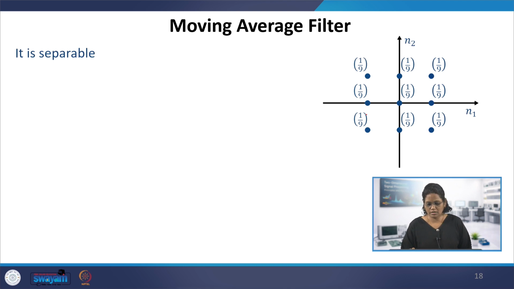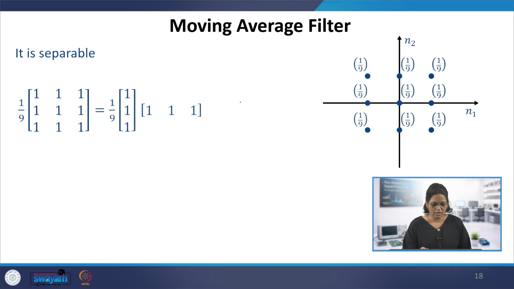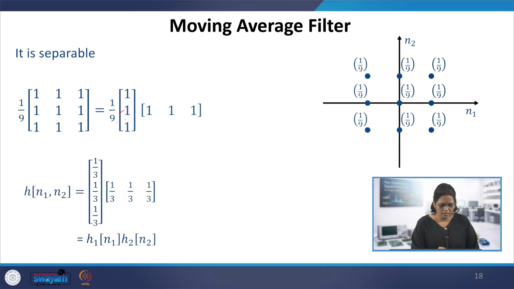We test the separability condition: the determinant is 0, it has dependent rows and columns, the ways we already knew for testing separability. Taking these dependent rows, we can write it as a product of these two vectors. Now 1 by 9 can be split among these two as 1 by 3 and 1 by 3, or you can keep the 1 by 9 as such. It is a constant which can be multiplied later. So H1 of n1 and H2 of n2 is the product of this, due to the separability.